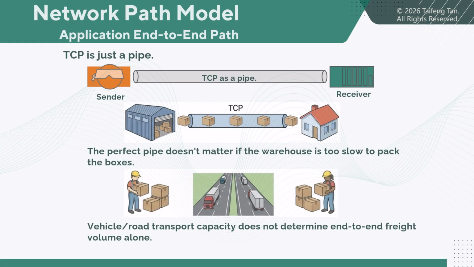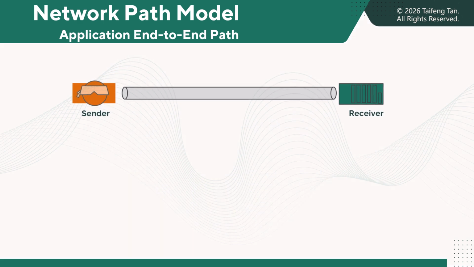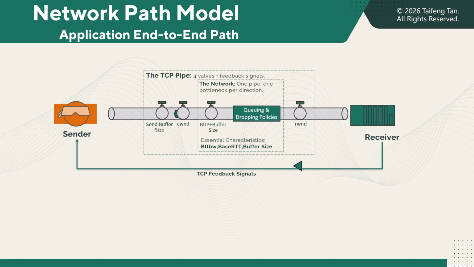So far, we've built a complete model of the TCP pipe. We understand its physical limits, the 4 valves, and the dynamic feedback that drives it. But for the applications we actually care about, web pages loading, files transferring, video streaming, the TCP pipe is just the foundation. It's the delivery truck, but it's not the warehouse or the recipient. To understand true end-to-end performance, we have to look at what happens above TCP. From the application's point of view, we must consider everything above TCP as well.